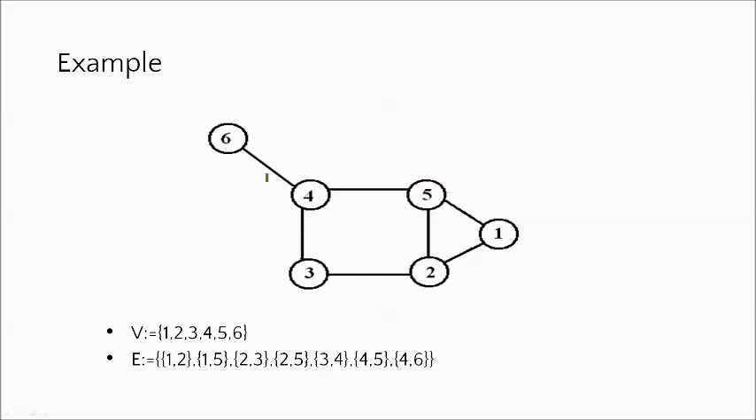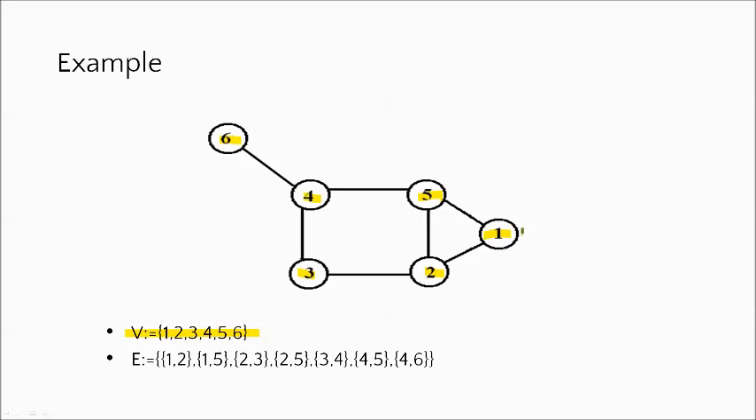So we have six vertices: vertex 1, vertex 2, vertex 3, vertex 4, vertex 5, vertex 6. You can write it as a set: V equals vertices 1, 2, 3, 4, 5, and 6. So what about the edges? How are you going to write the edges? Again, edges are the lines connecting the vertices.